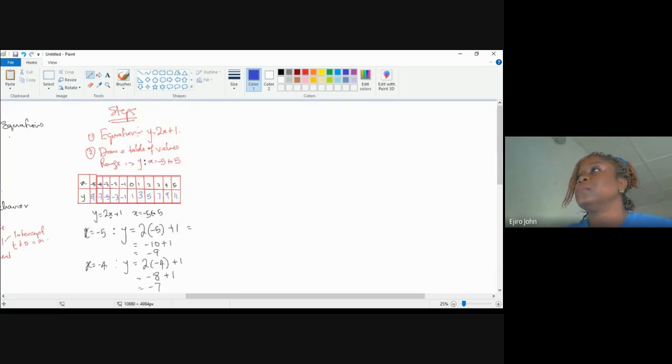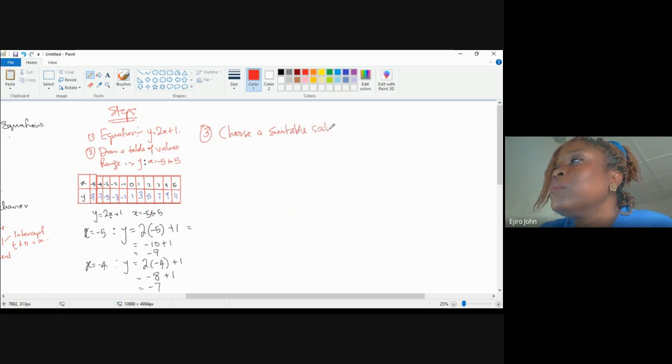So we'll write it down. Number 3. Now we want to plot our graph. We will choose a suitable scale. So now we have these values and we need to represent them on the graph. We have to choose a suitable scale. What is a scale? A scale is a reduced or increased representation of an actual figure.